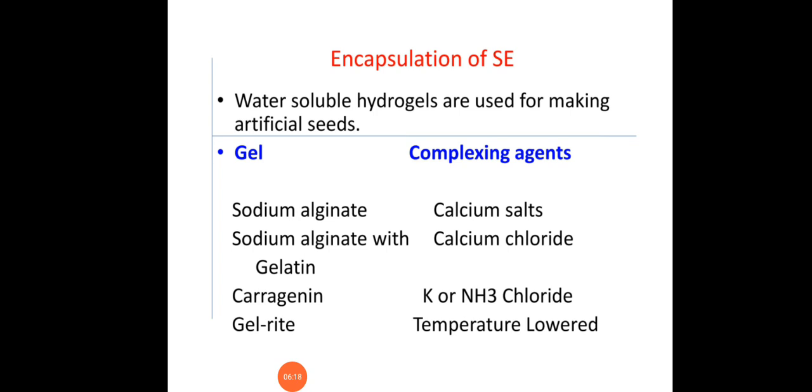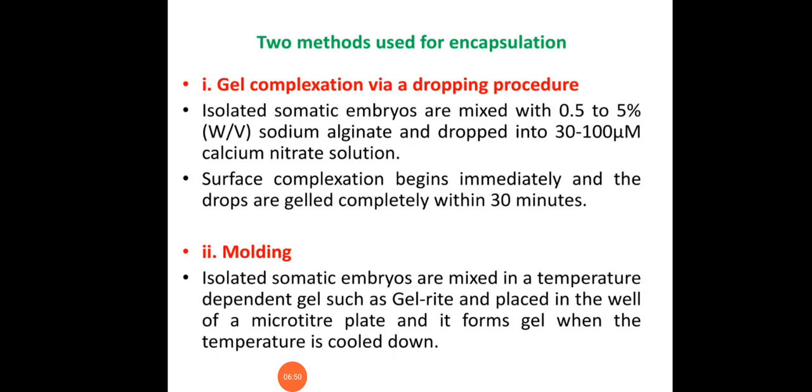In the encapsulation of somatic embryos, water soluble hydrogels are used for making artificial seeds. The mainly useful gels are sodium alginate with calcium salts, sodium alginate with gelatin, calcium chloride, and complexing agents like potassium or ammonium chloride. Then there are two methods used for encapsulation.